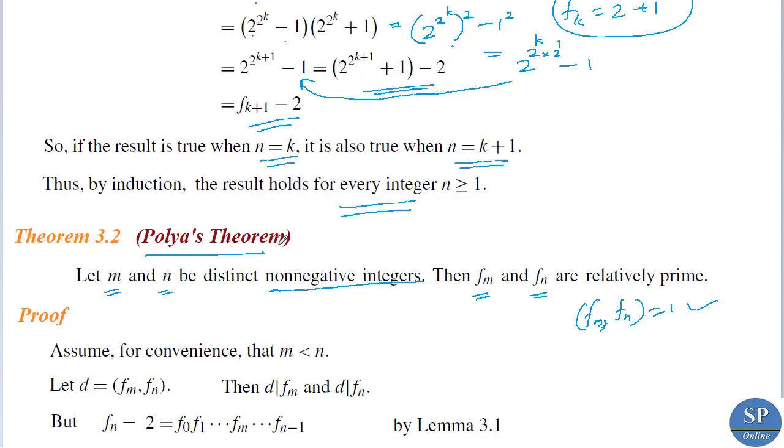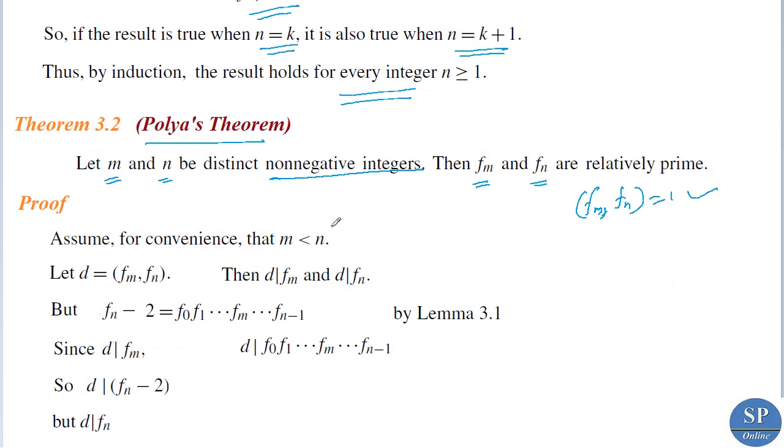Now to prove this, assume for convenience m is less than n, since m and n are arbitrary distinct non-negative integers. Let d equal the GCD of Fm and Fn. We have to show that d equals 1. Since d is the GCD of Fm and Fn, d divides Fm and d divides Fn.